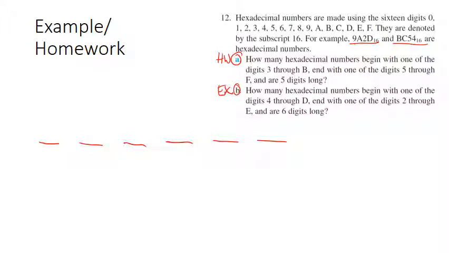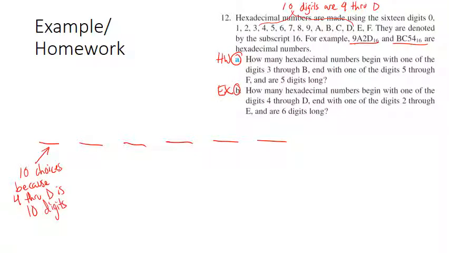So they say that it has to begin with one of the digits 4 through D. So 4 through D is, let's see, how many numbers are in there? 1, 2, 3, 4, 5, 6, 7, 8, 9, 10. So that is 10 digits from 4 through D. Okay, so for this first digit here, I have 10 choices, because 4 through D is 10 digits.